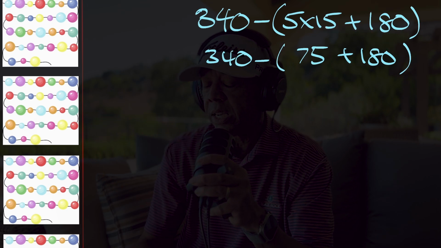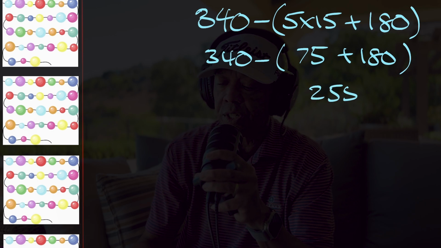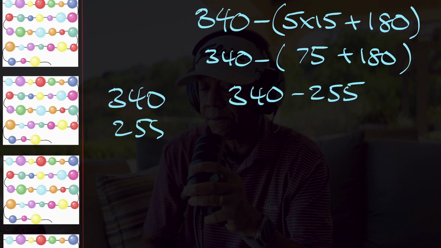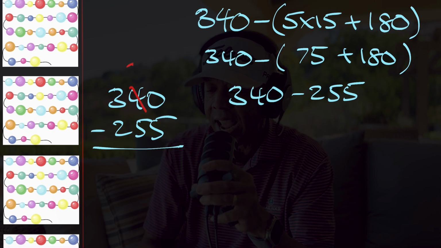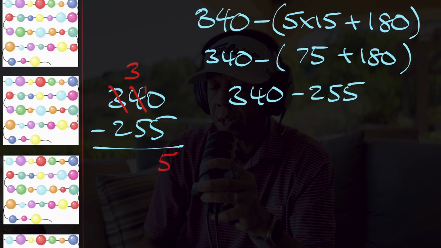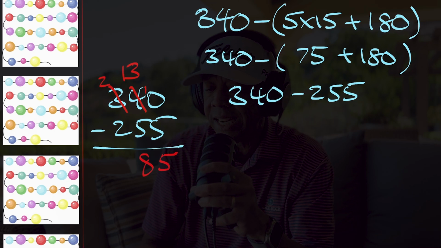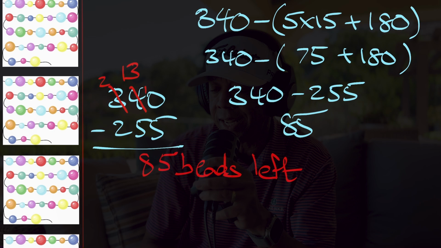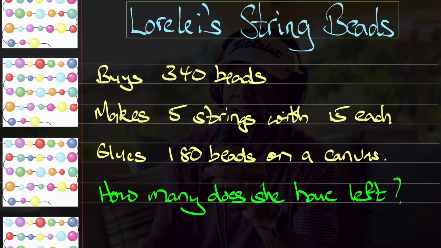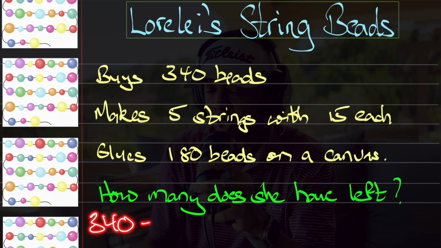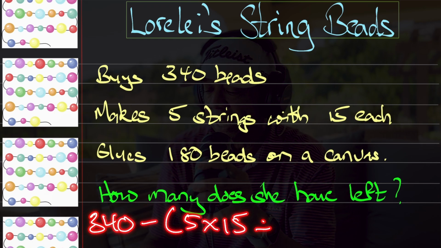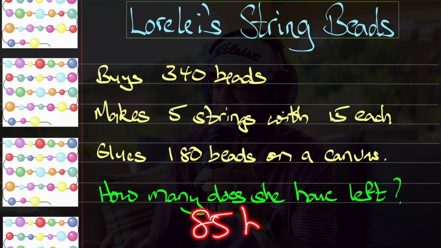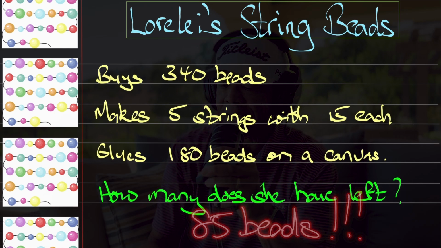So the next part of the problem is going to be finding the difference of 340, which she started off with, and the 255 that she used. So 340 minus 255. Right away, I'm going to have to take a 10 from the 4. 10 minus 5 is 5. I'm going to have to take 100 and add it. 13 minus 5 is 8. That leaves me with 85 beads. Hey, that number looks a little bit familiar. Different situation, same outcome. So 340 minus 5 times 15, the strings of beads, plus the 180 that she used on the canvas, gave me 85. Lorelai, in situation number 2, still has 85 beads left.